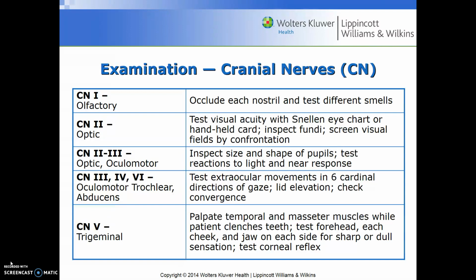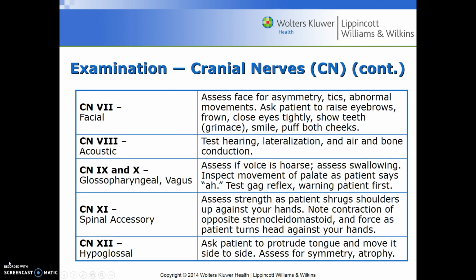Cranial nerve 1 is the olfactory, number 2 is optic, number 3, 4, and 6 are oculomotor, trochlear, and abducens. Cranial nerve number 5 is the trigeminal nerve. Cranial nerve number 7 is the facial nerve. Number 8 is the acoustic. 9 and 10 are the glossopharyngeal and the vagus. Number 11 is the spinal accessory. And number 12 is the hypoglossal.